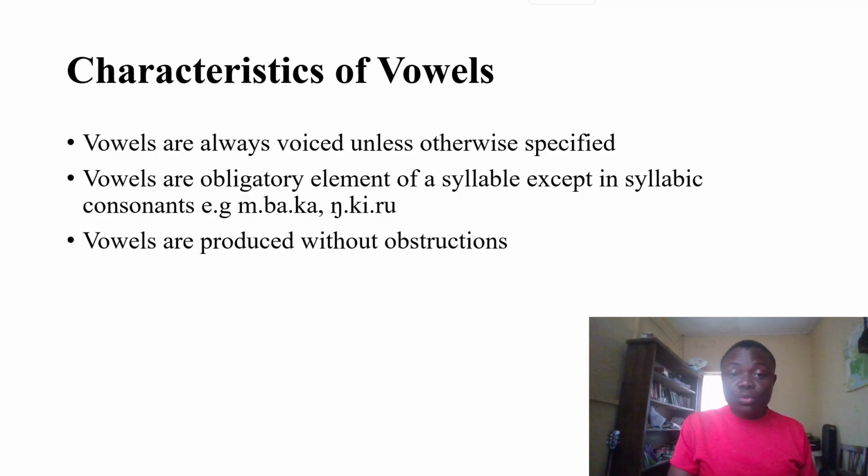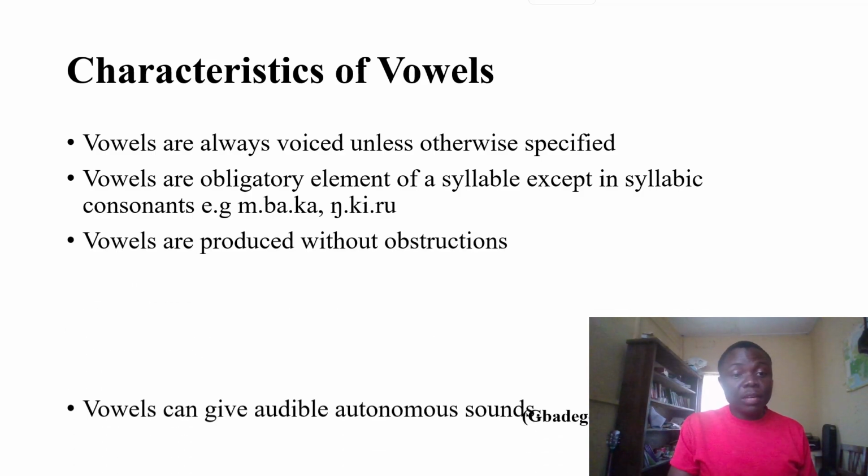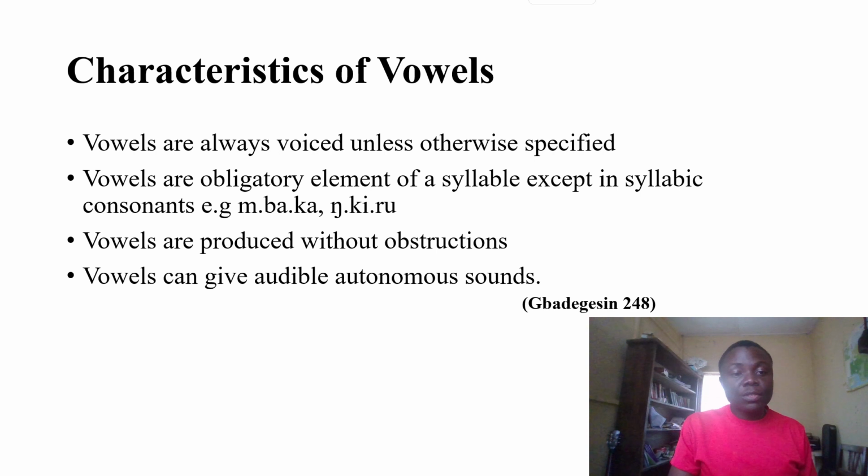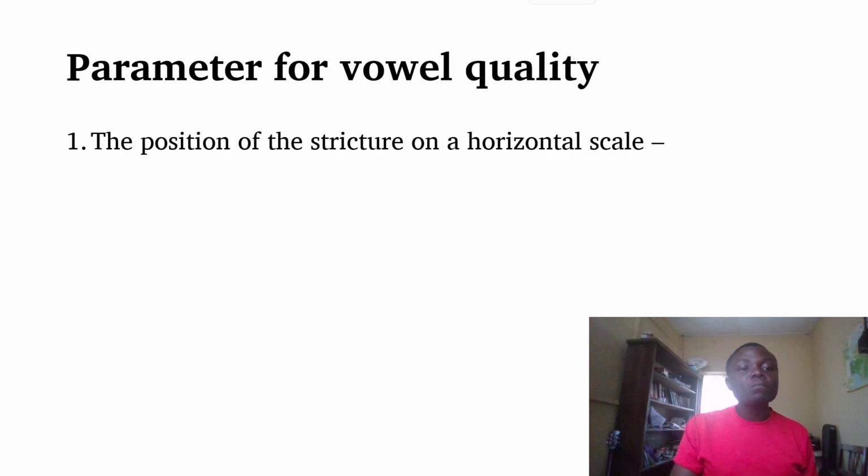They are produced without obstruction. I guess you know this very well. And then vowels can give audible autonomous sounds. That is to say, distinguish between my p, this is how far or how loud I can get, and then my ah, I can get very loud. Yes, that's part of vowels.